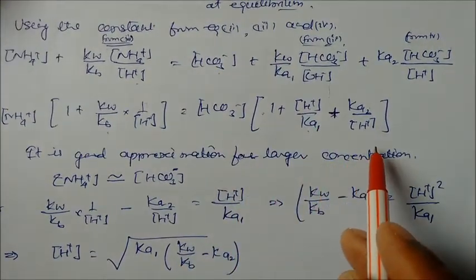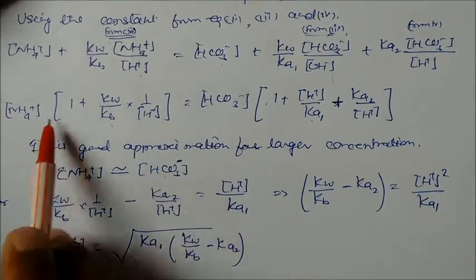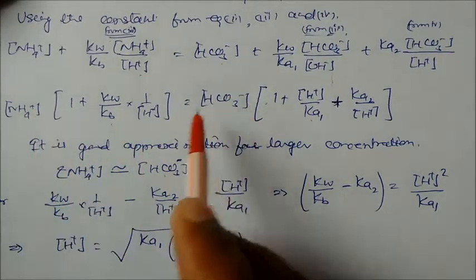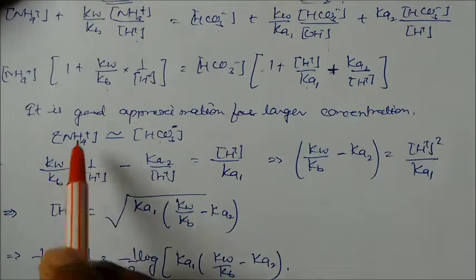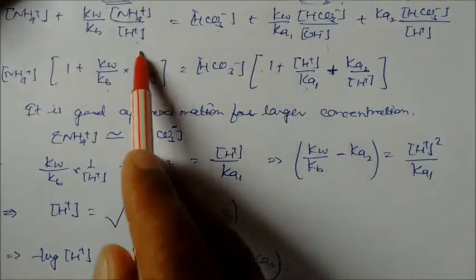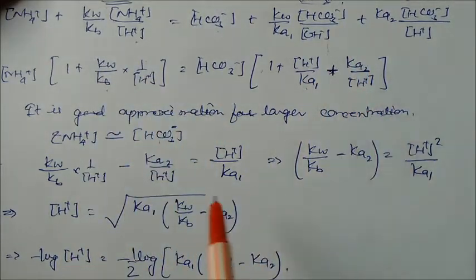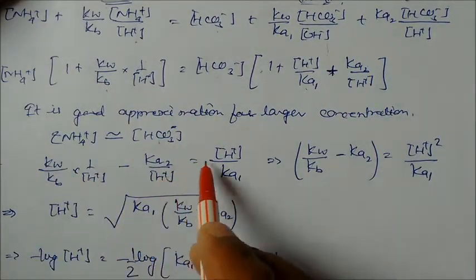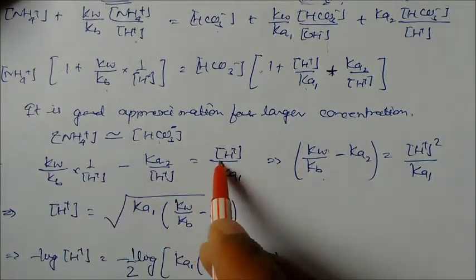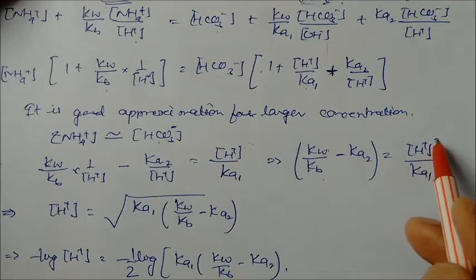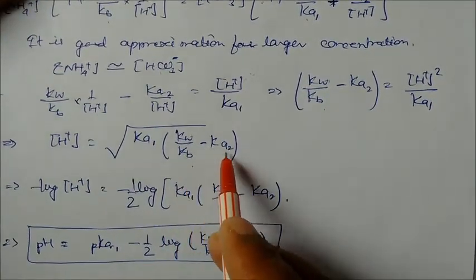Now for higher concentration, what will happen? The concentration of ammonia will be equal to the concentration of bicarbonate, so they will be equal to each other and cancel. If you take a large amount of concentration, then this is also cancelled. So this minus this one, this minus K2 minus H plus, whole divided by K2, equal to H plus by K1. So we can write it as Kw by Kb, and H plus taken to this side becomes a square. So H plus square into K1. So H plus equals the square root of K1 by (Kw by Kb minus Ka2).